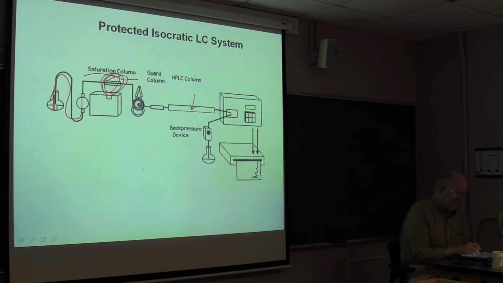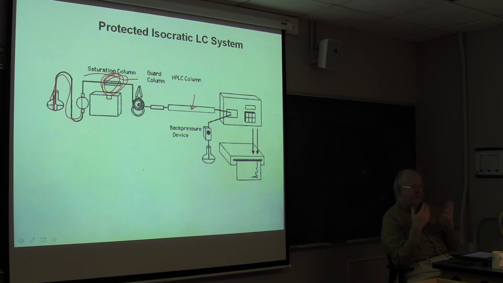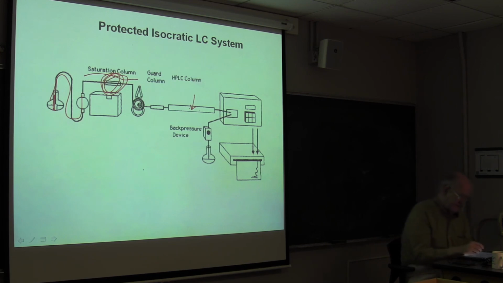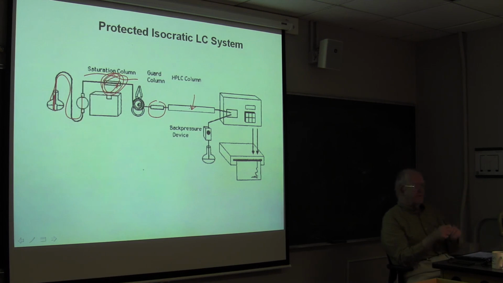So now it's at equilibrium. There's no reason for the analytical column to, or much less reason for it to be hurt, because it's almost at equilibrium. So that's one issue. Another issue, and by the way, it doesn't really matter what happens in this column here because the sample never goes through it. So this doesn't have to be a really beautiful particles and well-packed column. So it's a pretty cheap investment.